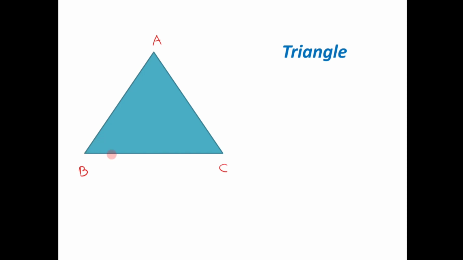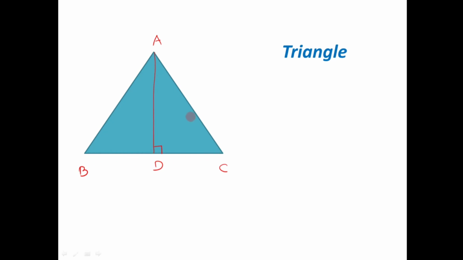So if we consider BC as the base, then the perpendicular segment drawn from its opposite vertex is its height. So if we draw a perpendicular from point A to side BC, and name it AD, then in this case AD is the height of this triangle, and as it is drawn perpendicular on side BC, that's why BC is the base.